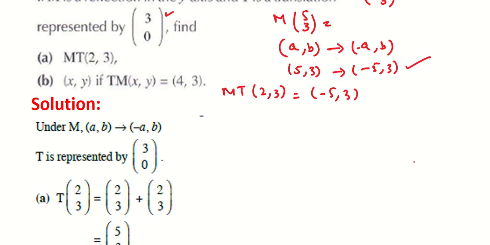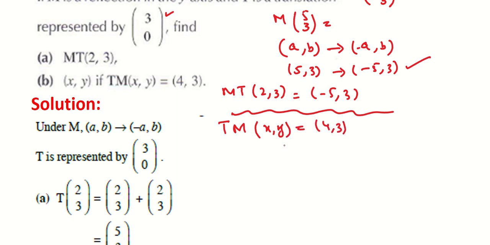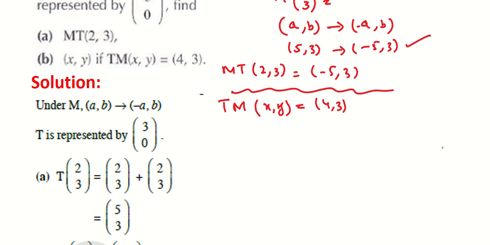Similarly, now part B. In part B, the values are given and we have to find out x, y. But TM means first we operate M and then T. First we operate M, then T. M is a reflection on (x, y), then T translation on the resulting vector. M is a reflection in the y-axis, so (a, b) changes to (-a, b). In the same way (x, y) will change into (-x, y).